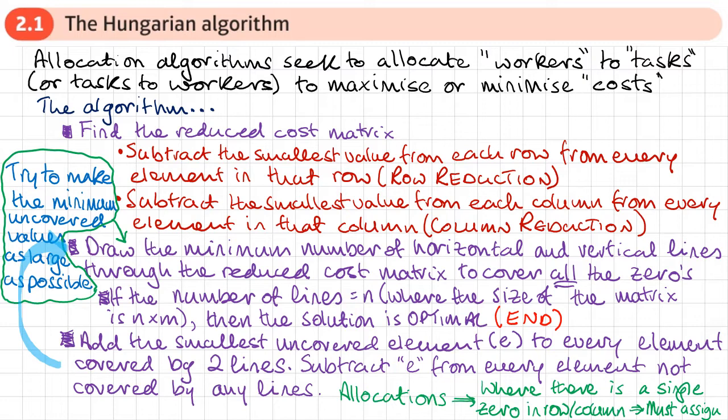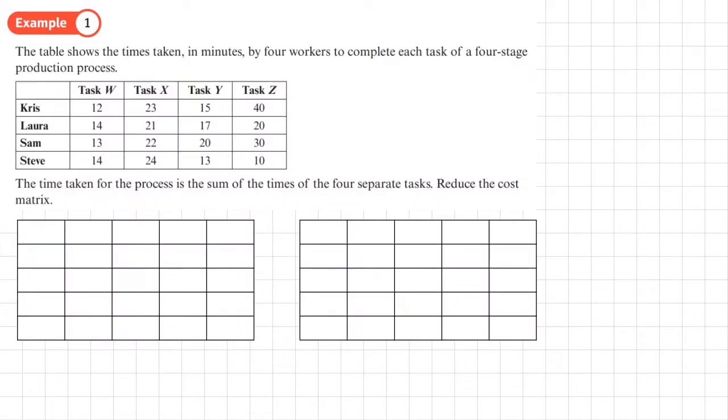Okay, so now let's look at some examples. Example 1. The table shows the times taken in minutes by 4 workers to complete each task of a 4-stage production process. Okay, so here are workers, here are tasks, and these are the times taken for each worker to complete different tasks. And what we want to do is allocate each worker to a task that minimizes the time taken. In other words, here the cost is time.